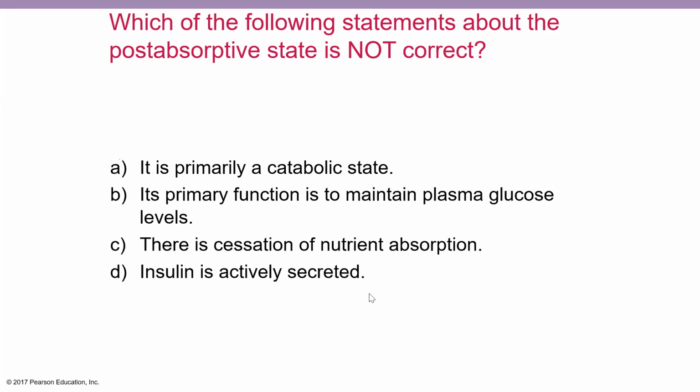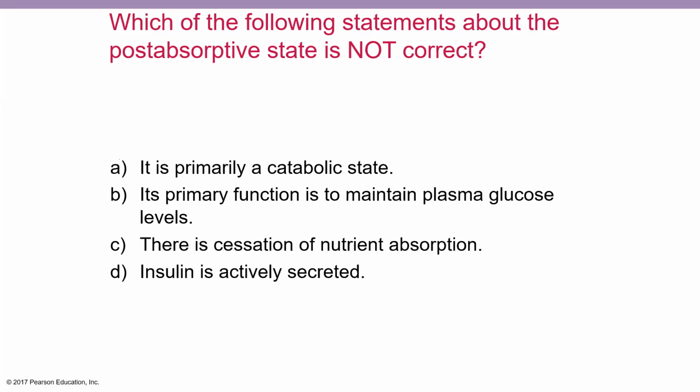All right, so which of the following statements about the post-absorptive state is not correct? Remember, the post-absorptive is synonymous with the fasted state. And so the majority of you selected D, which is insulin is actively secreted. So that's not a true statement. During the post-absorptive state, glucagon is actively secreted. And if we look at the other options, they're all correct statements, right? That it's primarily catabolic, which is true. We're breaking things down as opposed to the anabolic state of the absorptive state where insulin is secreted.